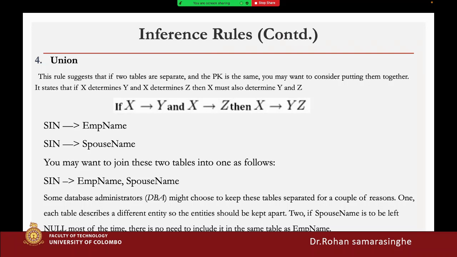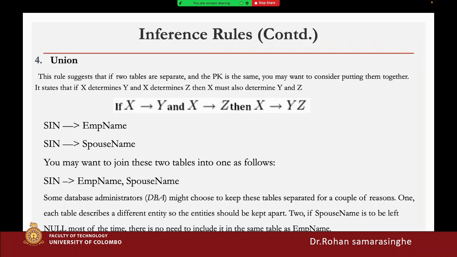That is, it states that if X determines Y and X determines Z, consider that X determines Y and X determines Z. In that case, X determines Y and Z both.